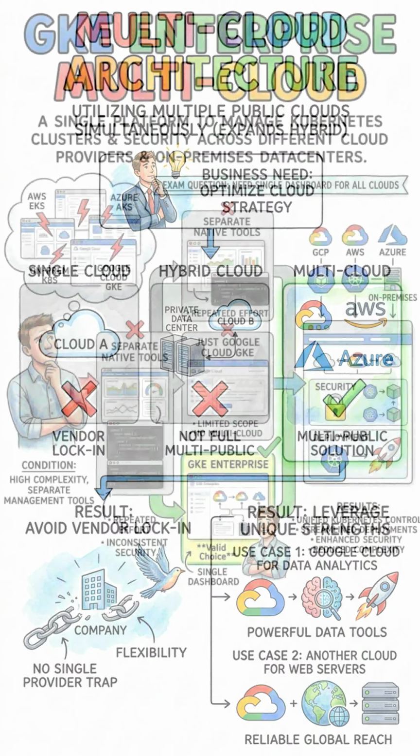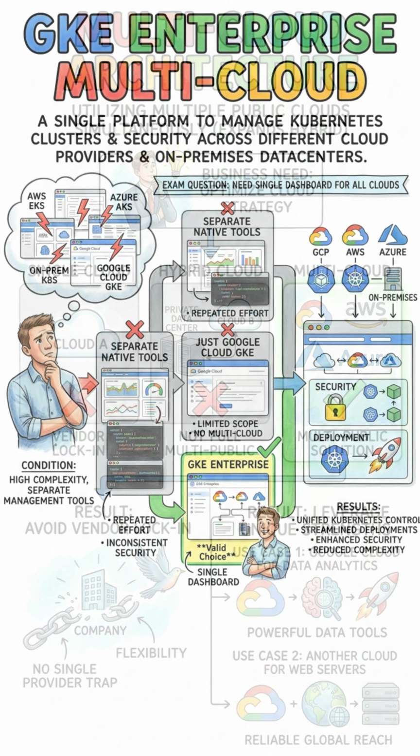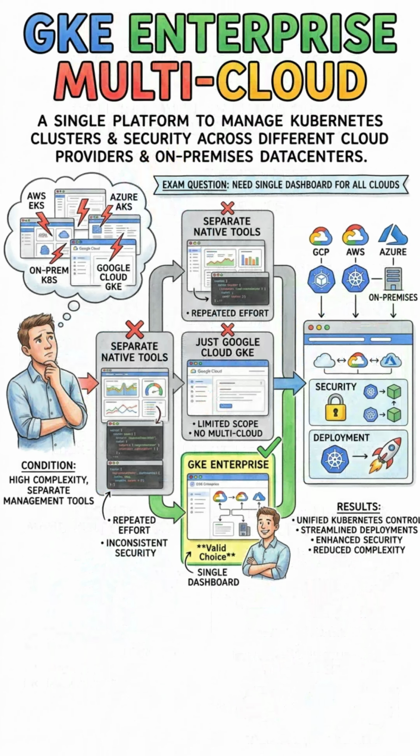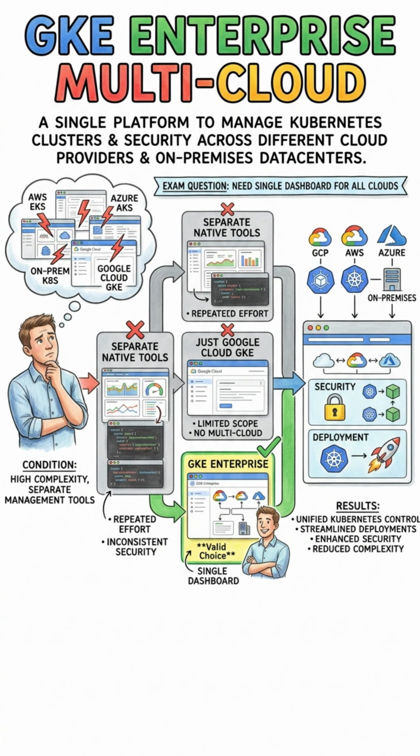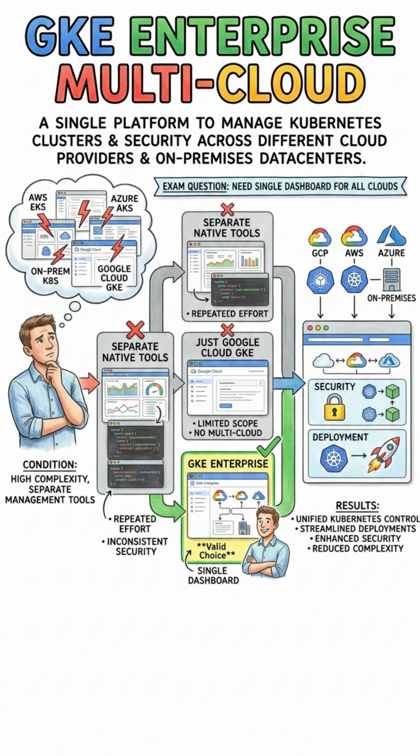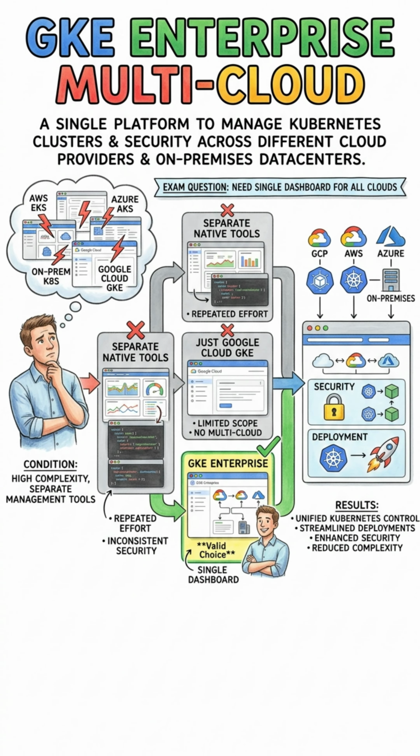To manage the extreme complexity of hybrid and multi-cloud environments, Google provides a platform called GKE Enterprise, which evolved from Google Anthos. This platform allows you to manage Kubernetes clusters seamlessly, regardless of whether they are running on Google Cloud, an on-premises data center, or even a competitor platform. If a highly complex exam question asks for a single dashboard to manage security and deployments across multiple cloud providers, GKE Enterprise is the ultimate solution.